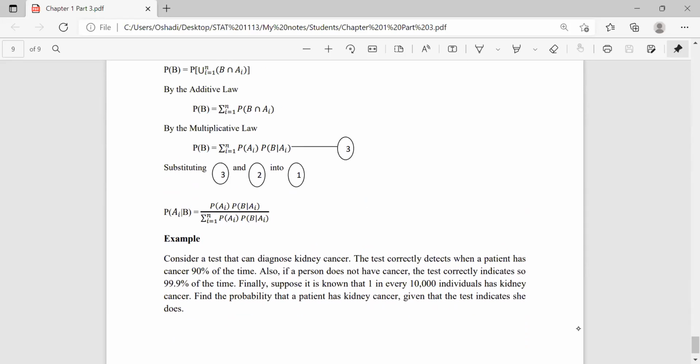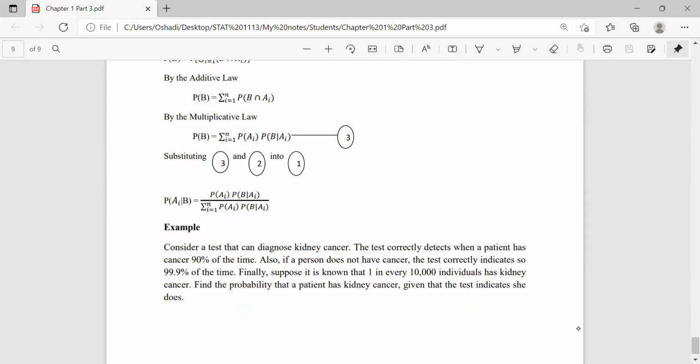Okay, try this example too. I'll give you nearly 10 minutes, 7 minutes. Try to obtain an answer for this example too.